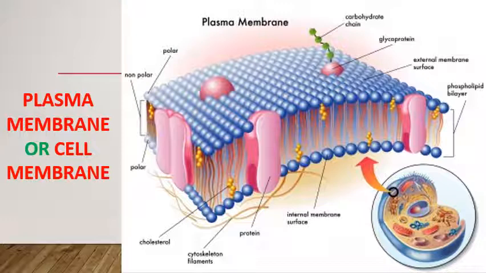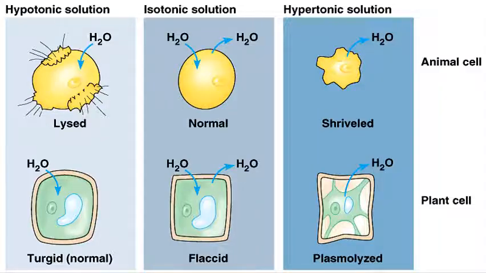The movement of water molecules through a selectively permeable membrane is called osmosis. The movement of water across the plasma membrane is also affected by the amount of substance dissolved in water. Thus, osmosis is the passage of water from a region of high water concentration through a selectively permeable membrane to a region of low water concentration till equilibrium is reached.